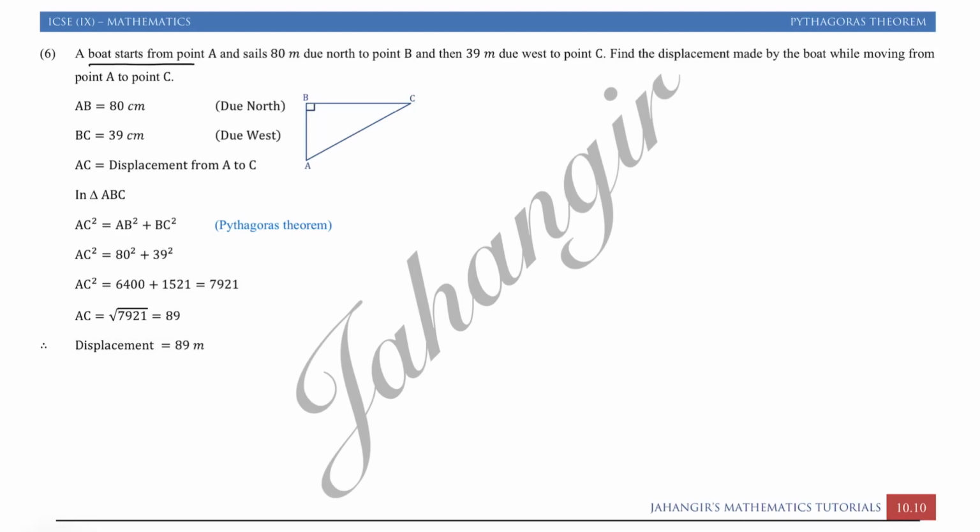Sixth question. A boat sails from a point A, sails 80 meter due north. See, the point is over here. From here it goes 80 meter north and then it goes west. I think this is the direction. I can draw like this. Since there was no place, I just reverted that diagram. West is like this. Okay.